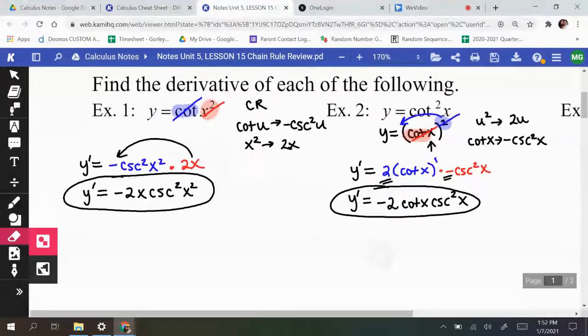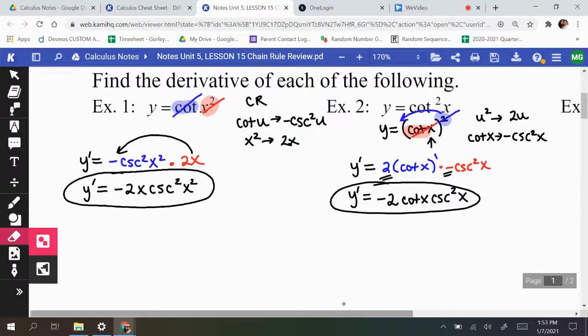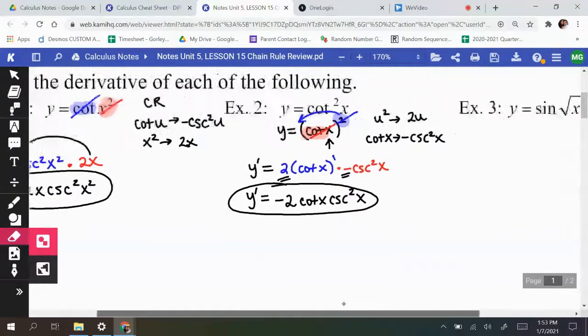Okay, and look at the differences between these two answers. Okay, they are different. So you have to pay close attention to what's your outermost part of your composite function and what's the innermost part. It does matter.